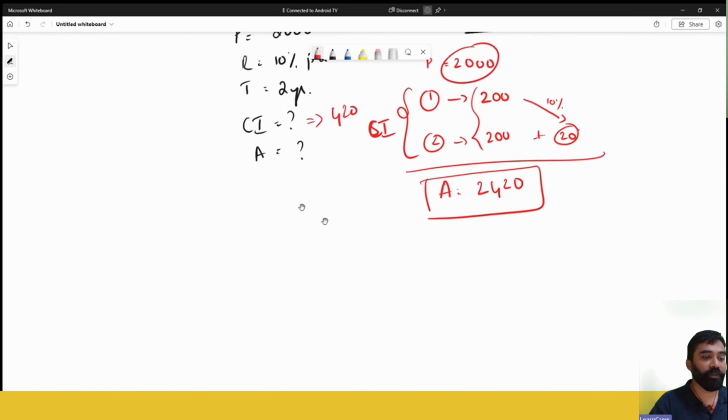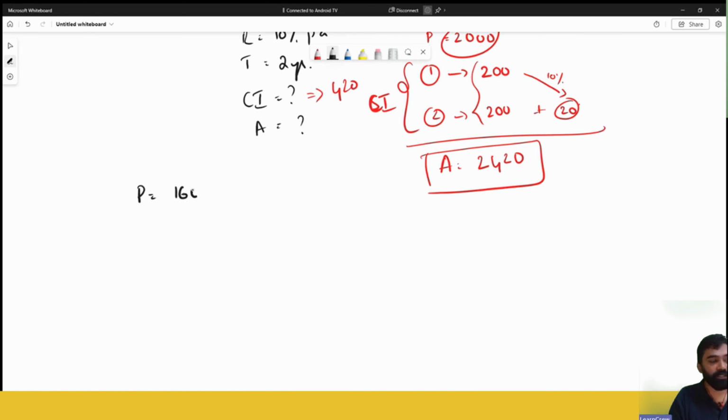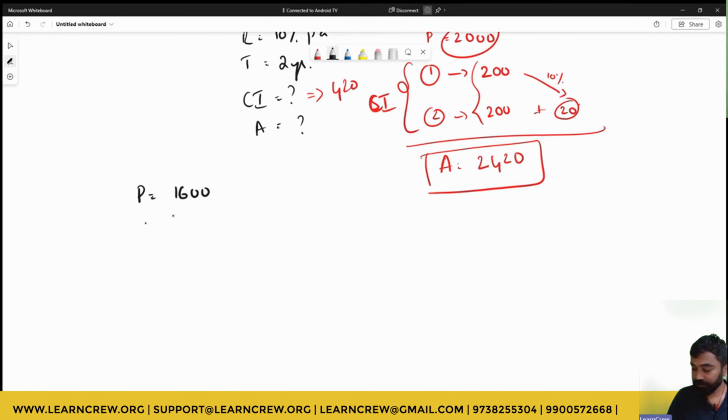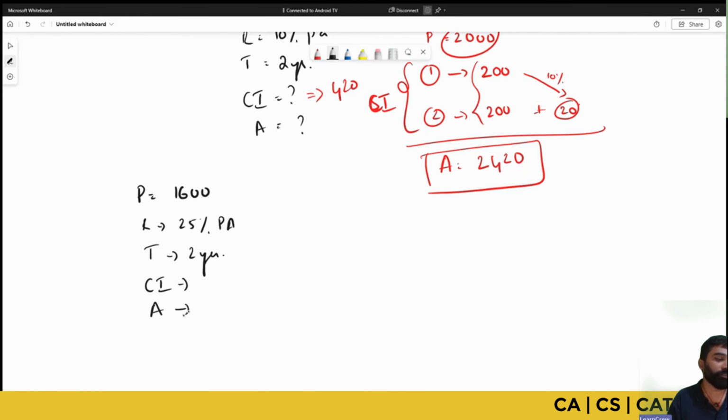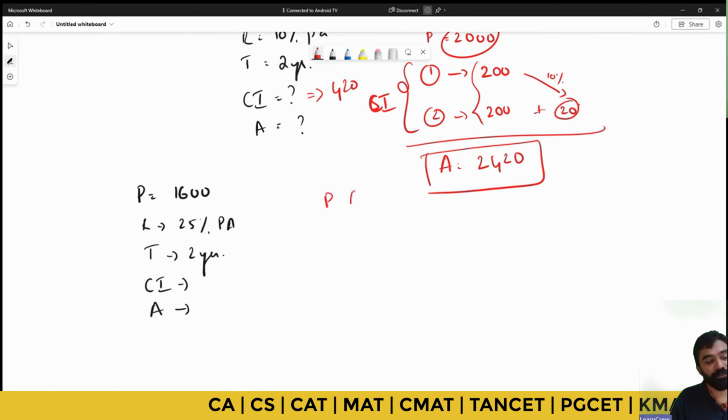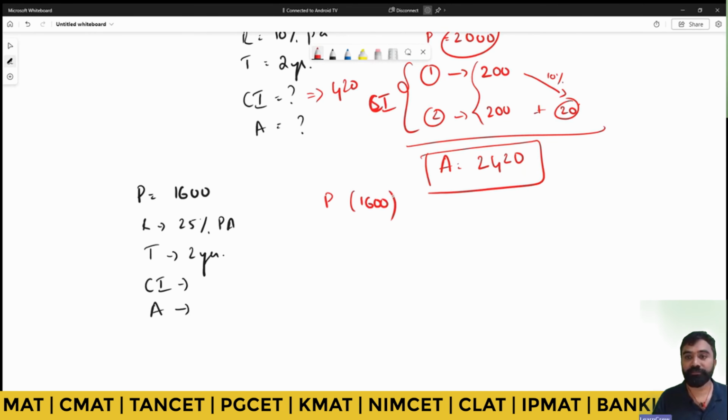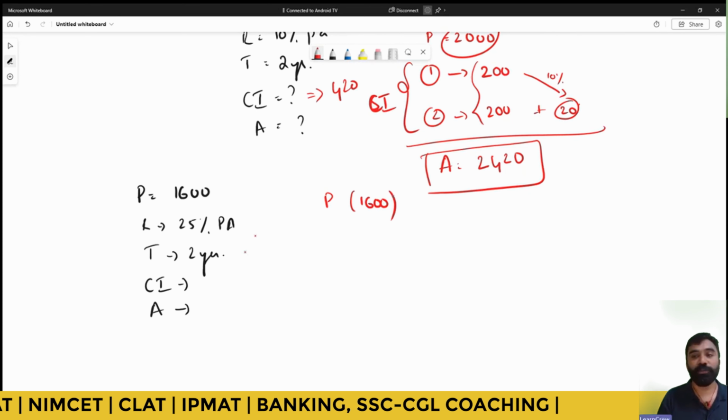Okay. Take up a second problem. The principal is 1600 and the rate of interest is 25% per annum. The time period given is 2 years. I'm asking you to find the compound interest and the amount. Give a try. Principal is 1600. Here they are giving the rate of interest as 25%.